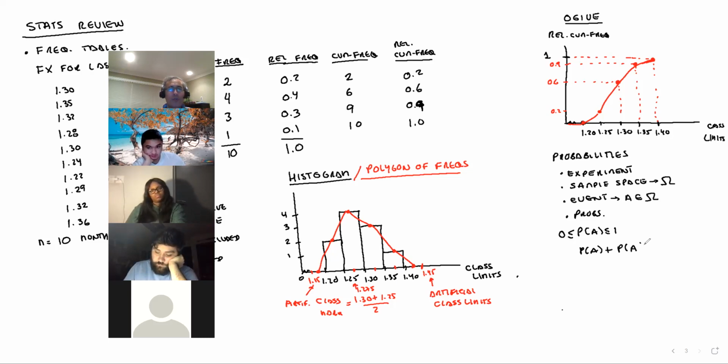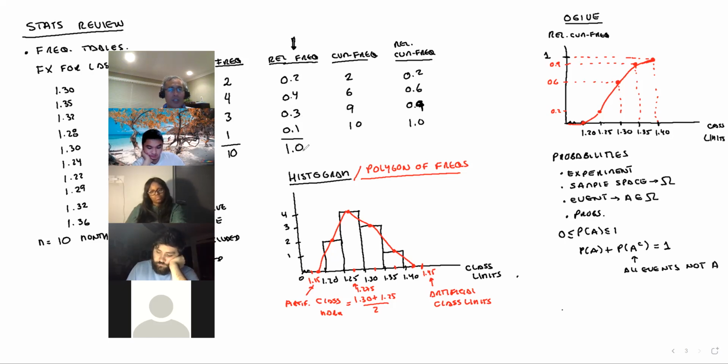Then if you sum the probability of one event with the probability of its complement, it is always going to be equal to 1. The complement is all events not being A, so basically all the other events that are not A. So take a look, guys, at the relative frequency distribution here. All of them are smaller than 1. All of them add up to 1.